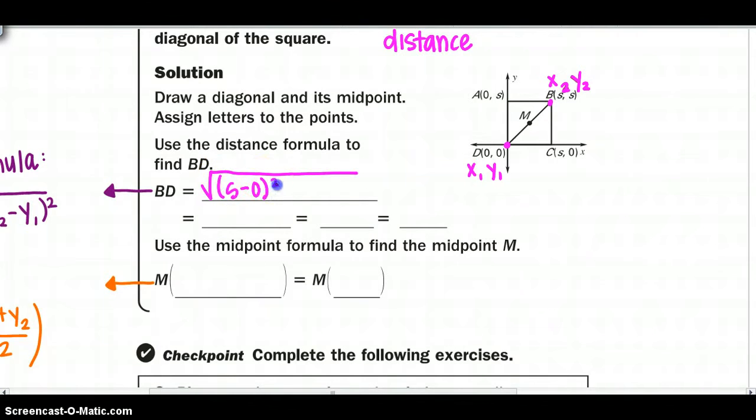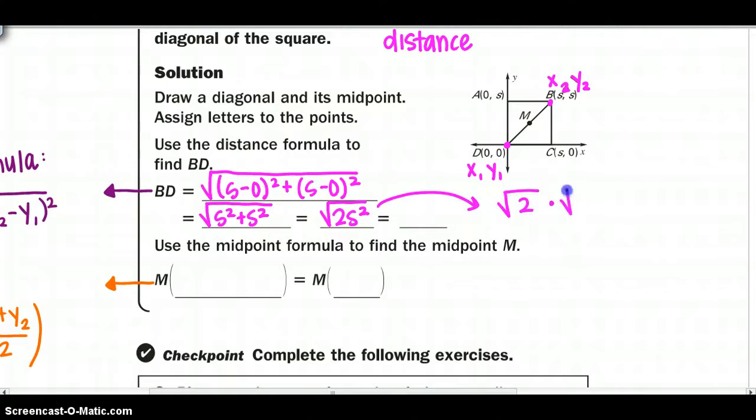S minus 0 squared plus S minus 0 squared. You would then get S squared plus S squared, which gives you 2S squared. And knowing how to break that down, square root of 2 times square root of S squared. Well, I can't simplify square root of 2, but I can simplify the square root and the squared. We know that S now comes out in front to give us S square root of 2. So that would be the distance of the diagonal of any square. We could plug in S, whatever our length is, to get our diagonal distance.